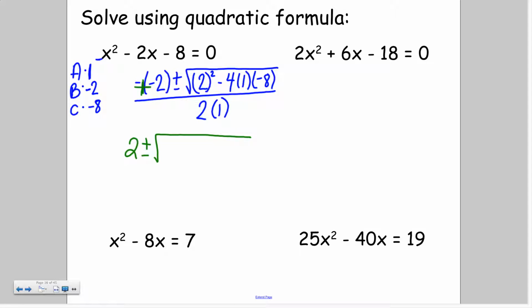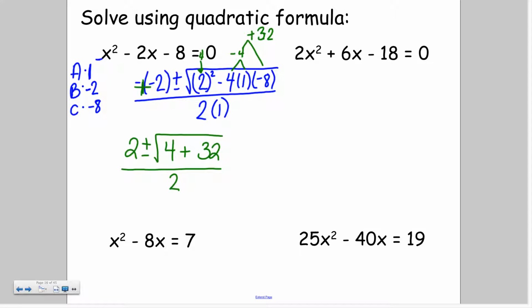Now, under here, I'm going to break this down. 2 squared is 4, okay? So I get 4. And then 4 times 1 is 4. And then 4 times -8, and this is actually a negative, so it's going to give me negative 4. Negative 4 times negative 8 is a positive 32. Sorry, I'm going to go ahead and give you the answer for everything. Positive 32. All right? So I'm going to put this down here, so plus 32. And all of that is over 2 times 1, which is 2.